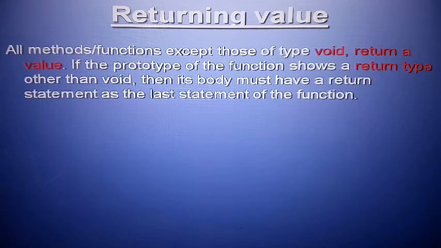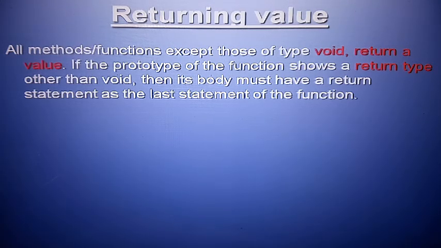Returning a value. So which types return a value? One by one we will discuss. All methods and functions except those of type void return a value if the prototype of the function shows a return type other than void. The body must have a return statement as the last statement of the function.